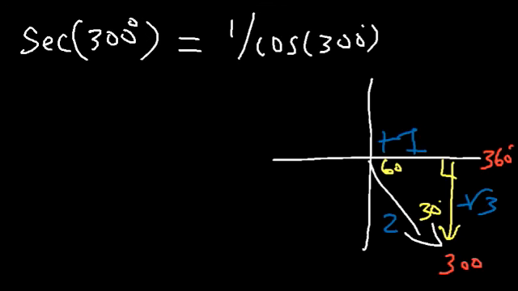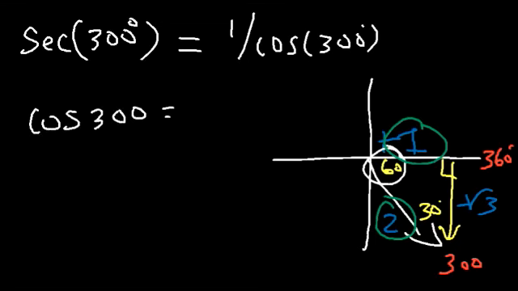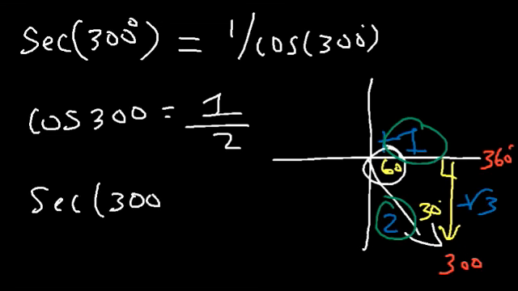So cosine 300 is associated with cosine 60, and cosine is adjacent over hypotenuse based on SOHCAHTOA. So adjacent to 60 is 1, and the hypotenuse is 2. So cosine 300 is going to be positive 1 over 2. Keep in mind, cosine is positive in quadrants 1 and 4 because x is positive on the right side. But cosine is negative in quadrants 2 and 3 because x is negative on the left side. So if cosine 300 is 1/2, secant 300 is the reciprocal of cosine, which is 2 over 1. And so that's the answer for that.